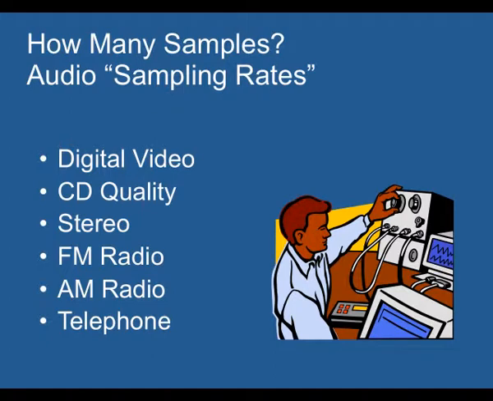So there are different sampling rates. For example, digital video is a very high sampling rate, because to capture the video and audio, a vast amount of information has to be converted into a digital format. And so digital video is going to be the largest file size in general. CD quality is going to be, you might say, a moderately high sampling rate.